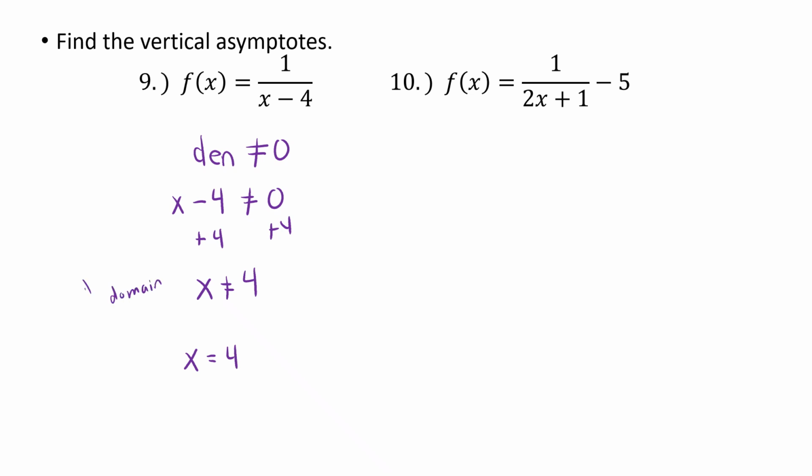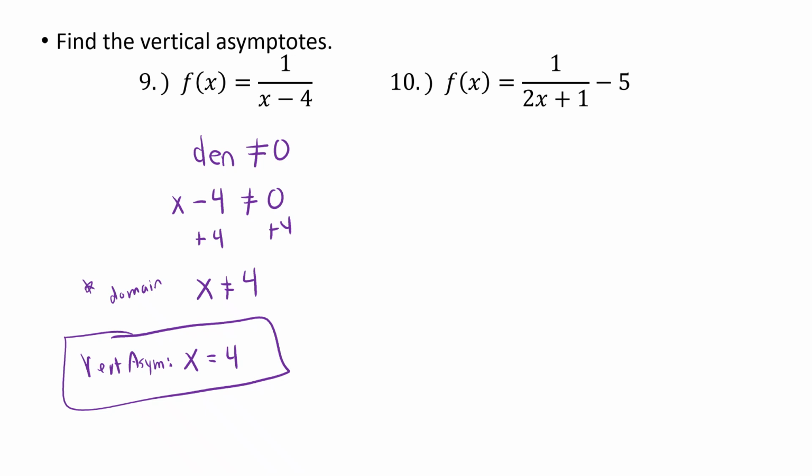So we'll put a little asterisk by that. And I'm going to say here the vertical asymptote is at x equals 4. Why? Because that's where the break is. X can't be equal to 4. What's there instead? An asymptote.